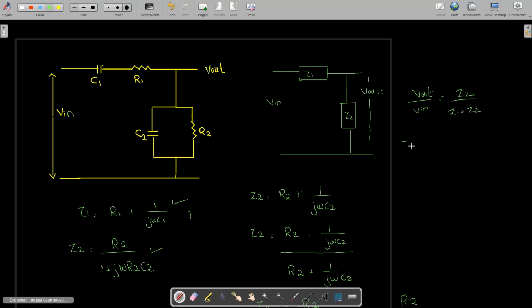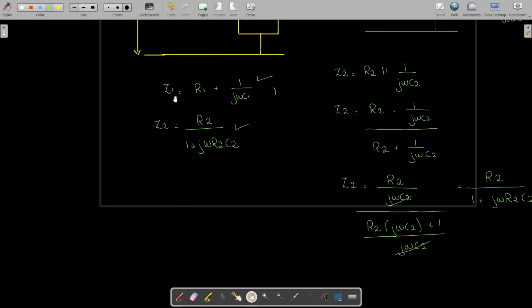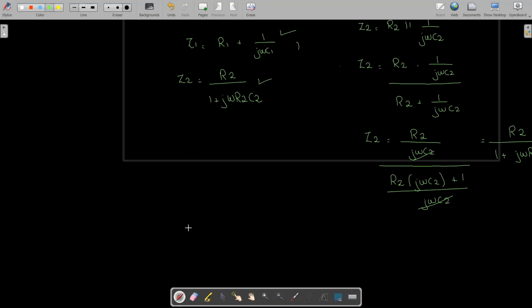Because if I want to find the V naught, this will be equal to V naught is equal to Z2 divided by Z1 plus Z2 multiplied by V in, which is the input voltage. So this means that V out by V in is equal to this thing, Z2 divided by Z1 plus Z2. So I'm going to write it over here, and then I'm going to put these equations of the Z1 and Z2. So V out by V in is your Z2 divided by Z1 plus Z2. So now Z2 is this thing, Z1 is this thing. So I'm going to put in the values.